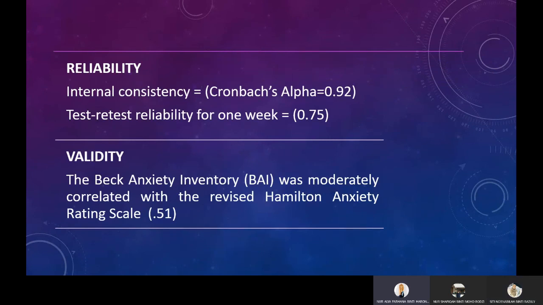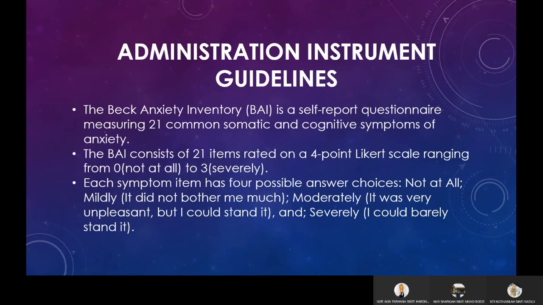For the reliability, the internal consistency Cronbach's alpha is 0.92 and the test-retest reliability for 1 week is 0.75. For validity, the Beck Anxiety Inventory was moderately correlated with the revised Hamilton Anxiety Rating Scale, which is 0.51. That's all from me, and I will pass to the next presenter.